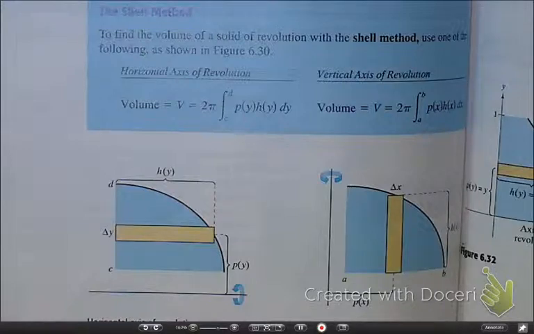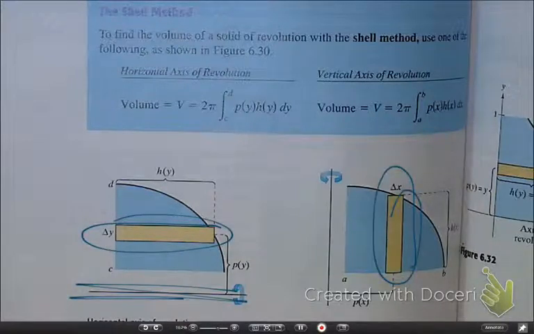On the disk method, there was only one option. You had it perpendicular to whatever axis you're rotating it about. So now, using the shell method, we're actually having it parallel to the axis that we're rotating it about. So here's my rectangle here, and it's parallel to the axis that I'm rotating it about. Same thing, here's my rectangle here, and it's parallel to that axis there.